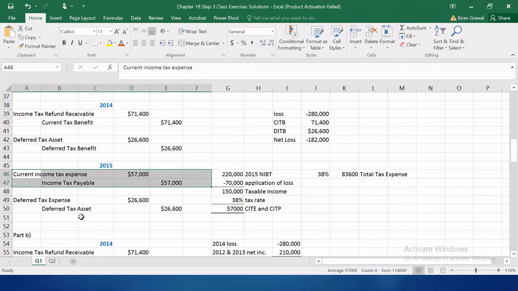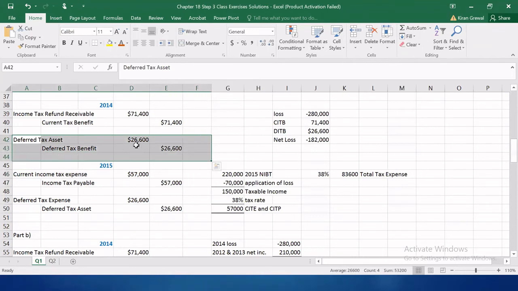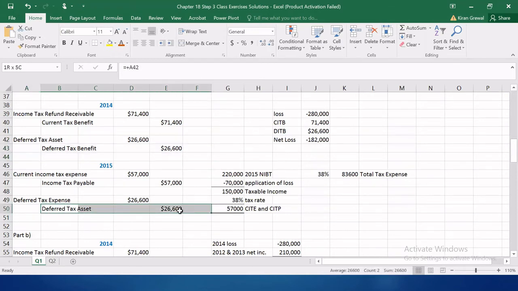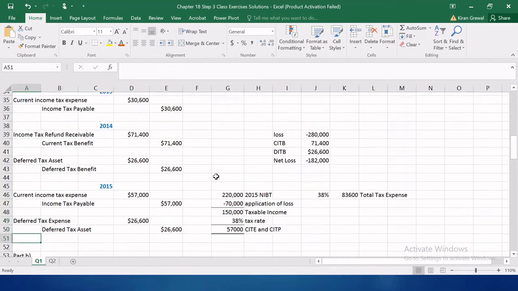And then our second journal entry we have to do is we have to use up the loss, the asset, right? So we had recorded an asset in 2014 of 26,600, but we've used all of this up because we've used all of our $70,000 of loss. So therefore we have to get rid of the asset because we no longer have this benefit. So we would debit deferred tax expense, credit deferred tax asset, just the reverse of the entry that we did in 2014. Right. Okay, so I hope that makes sense for part A. Let's look at part B.